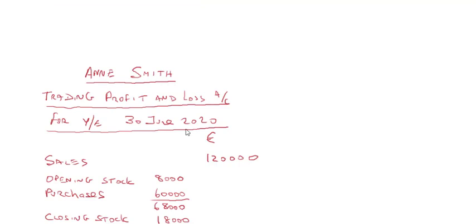Okay, let's do the balance sheet. So this is the next published bit. So again, we put the name of the business, Anne Smith, and the name of the document, balance sheet.